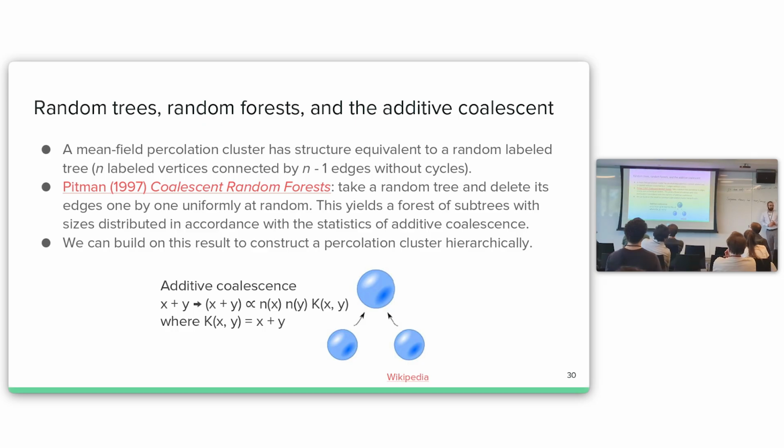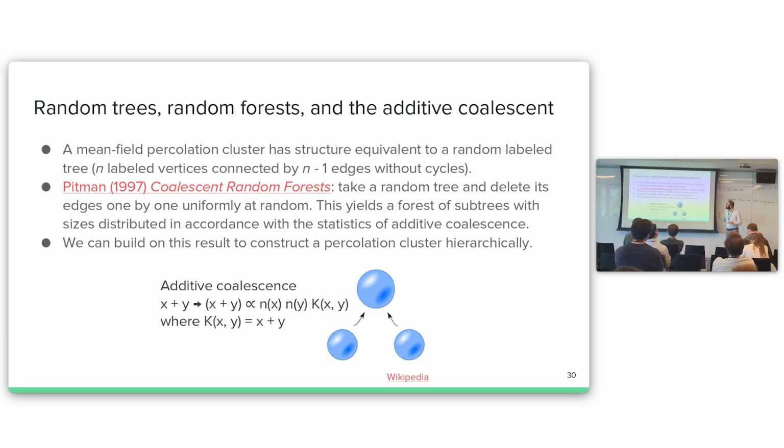The way that I found to proceed is by making use of this connection between mean field percolation clusters and random labeled trees, where if you have n vertices connected by edges without any cycle, and they have some labels, that's a random labeled tree. And there's this very elegant work in combinatorics called coalescent random forests, which shows that there's a deep connection between random trees and a growth process known as additive coalescence.